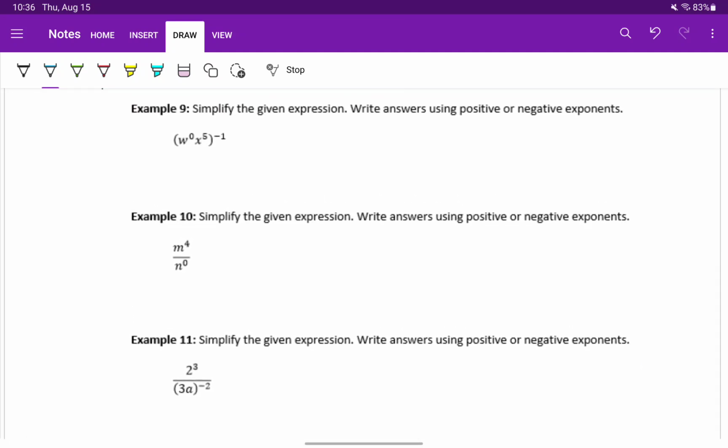In example 9, we've got w to the 0 power, which we know is just going to be 1. So this is going to be 1 times x to the 5th raised to the negative 1st power. Multiplying anything by 1 is inconsequential, so we could just drop that out. This is just x to the 5th to the negative 1st power. Power to a power tells us we would multiply that together to make this x to the negative 5th. And now, since we can use positive or negative exponents, we could enter that as our answer, or we could flip this over to write it as 1 over x to the 5th power. Both of those answers would be correct for this problem.